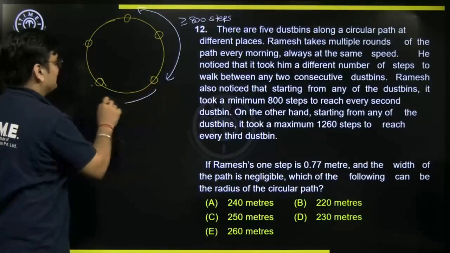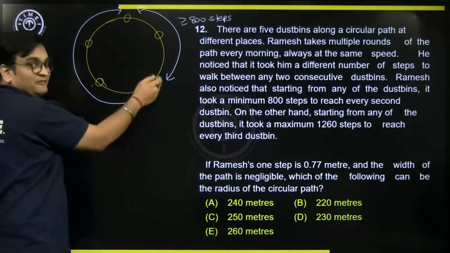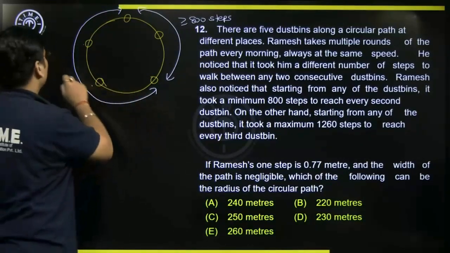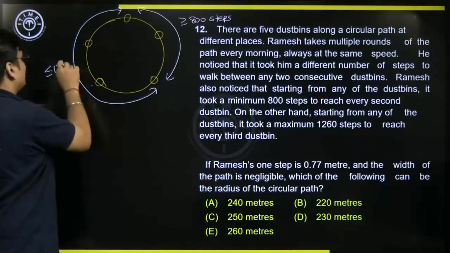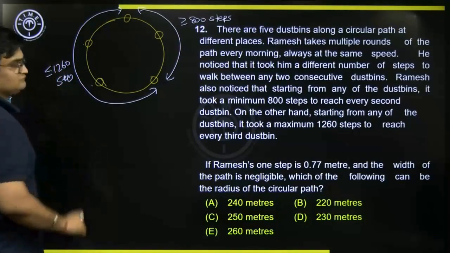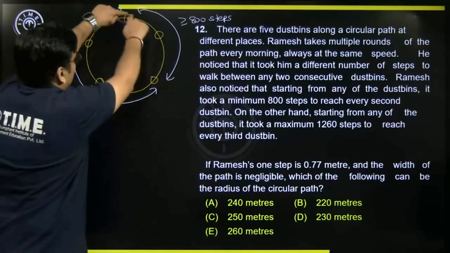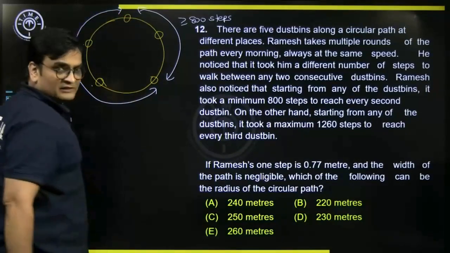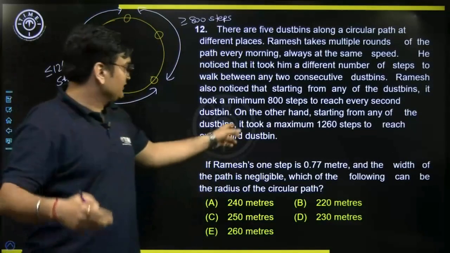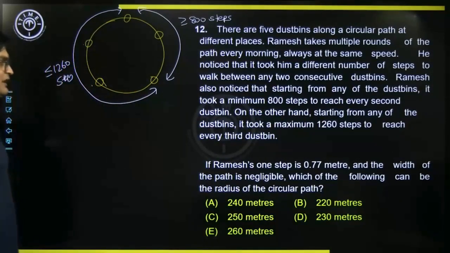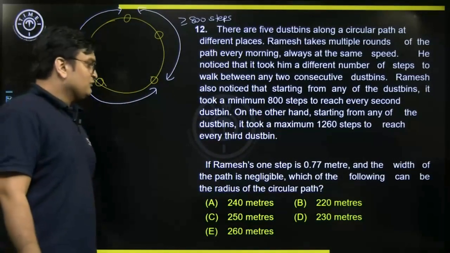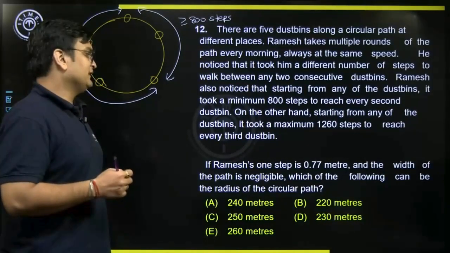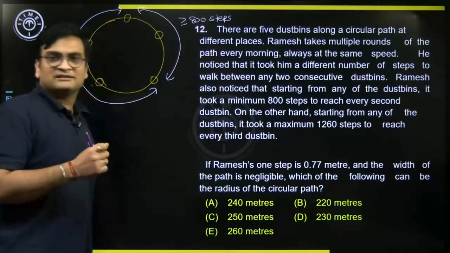That means the gap between this and this, the third dustbin from here, first, second, third, is going to be maximum 1260, which would mean less than or equal to 1260 steps. So similarly, from here, the first, second, third, from here to here, this should be maximum 1260. From any dustbin, every third dustbin was maximum 1260 steps away. If Ramesh's one step is 0.77 meters and the width of the path is negligible, which of the following can be the radius of the circular path?